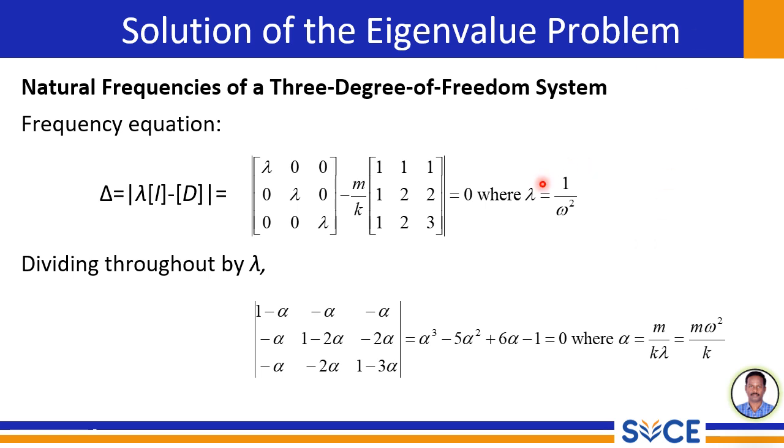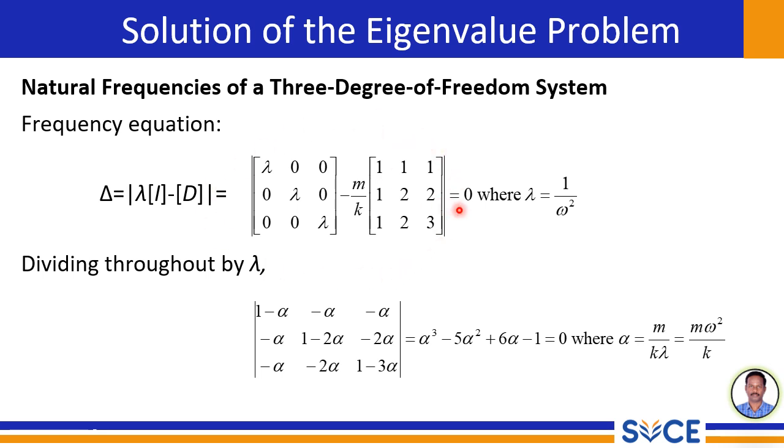Continuing our analysis of the 3 degree of freedom systems, we now focus on deriving the frequency equation. The frequency equation is obtained by setting the determinant of the matrix equal to 0. Here lambda is related to the natural frequency omega by the equation lambda equal to 1 by omega square. D is the dynamic matrix we derived earlier. Substituting these values, we get the determinant of the following matrix, which should be equal to 0.